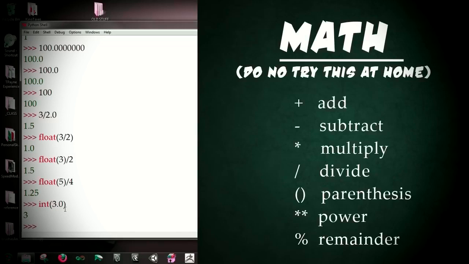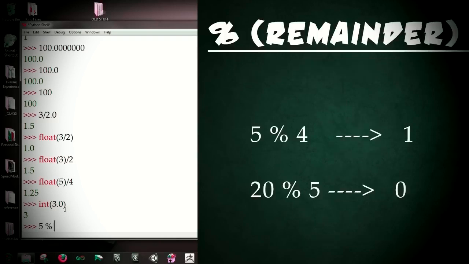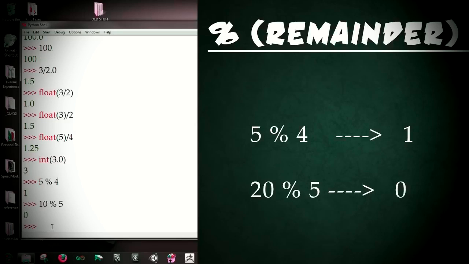Some other math operations you may want to know about is the remainder. And the way you use that is you type in 5 %, 4. So go ahead and type that in. And then press enter. So what this is saying is how much remains after I take out a whole bunch of number 4s out of 5. 1 remains. So another example of this would be like if I were to punch in 10 %, 5. Go ahead and type that in. And what you get out is 0 because 10 is divisible by 5.